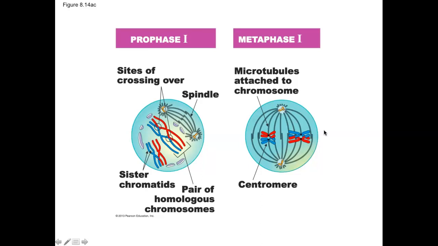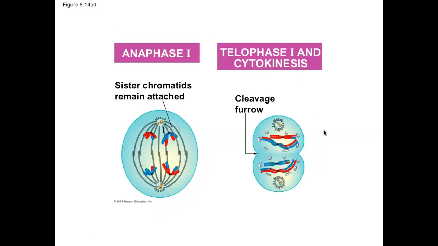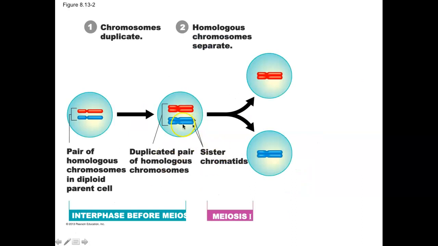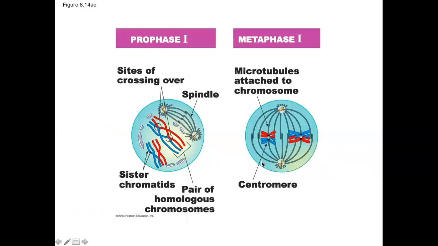So, what happens next? Anaphase 1 separates our homologs, okay? So we're shortening those spindle fibers. We're moving one homolog to one side and the other homolog to the other side. So let's go back. Remember I mentioned this is the thrust of meiosis 1. We have the set of 4. We're separating the homologs into different cells. So that's what's happening in anaphase 1.